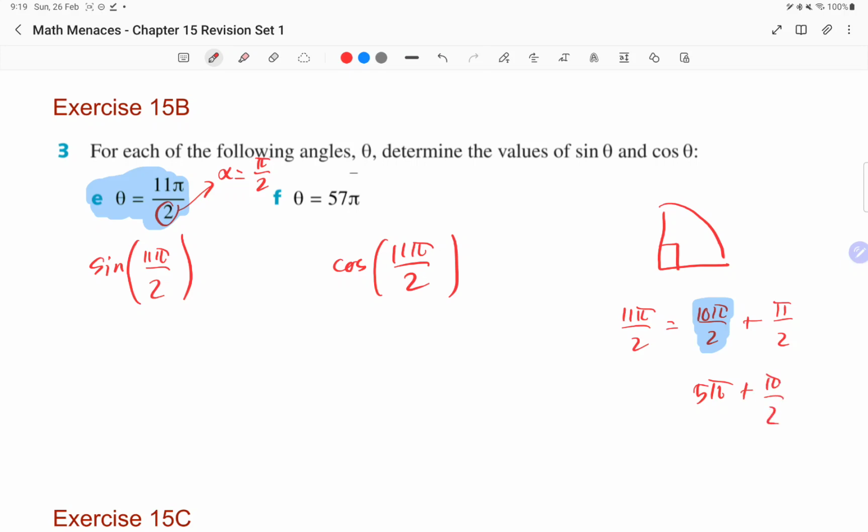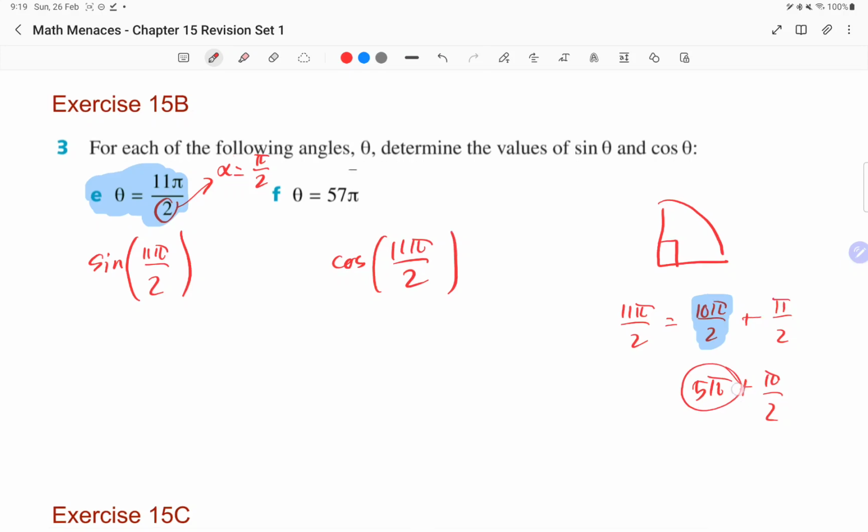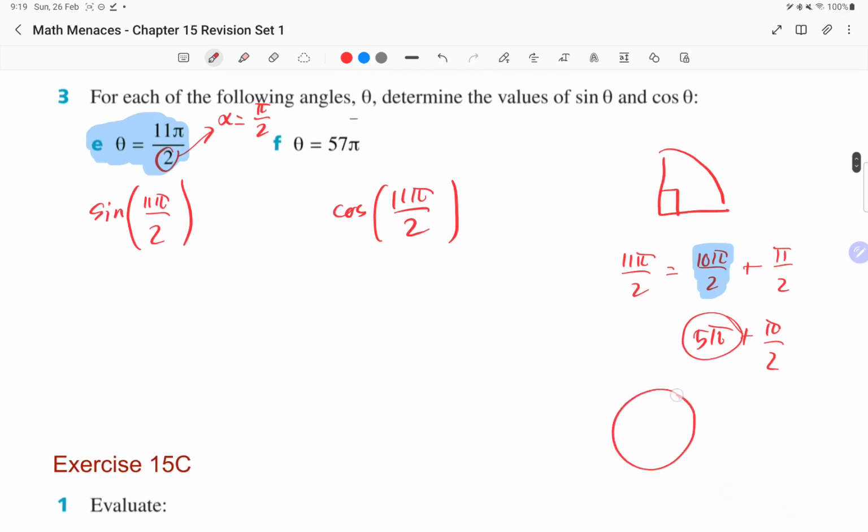5 pi is which point? Left or right? Left, that's right. Odd numbers of pi always end on the left, yeah? Because this is pi, and then this will be 3 pi, right? Pi, 2 pi, 3 pi. So 5 pi will always end on the point on the left, and then you add another pi on 2, which means that will be a point at the bottom. So this will be the final point.